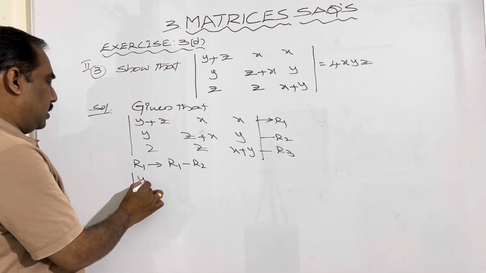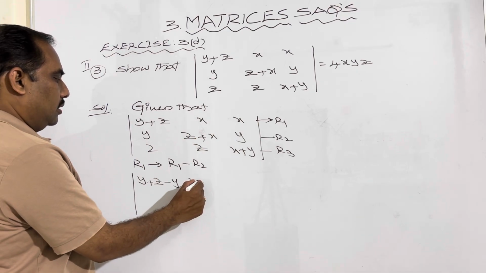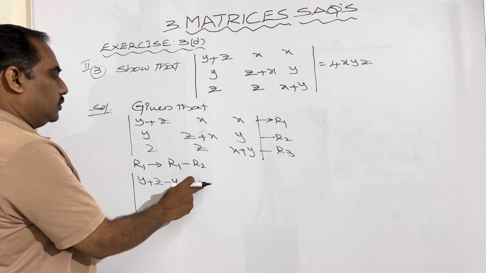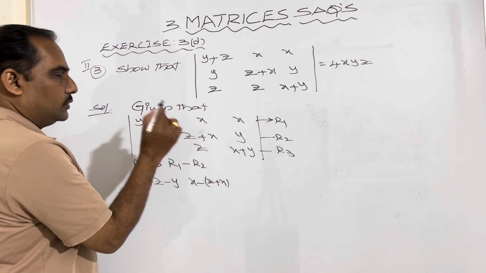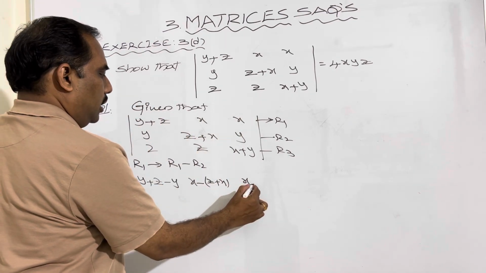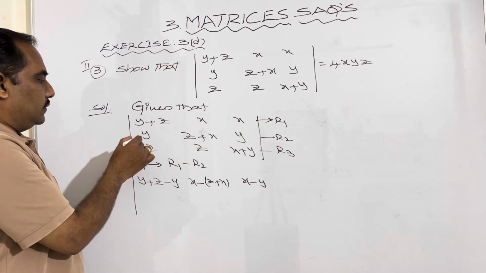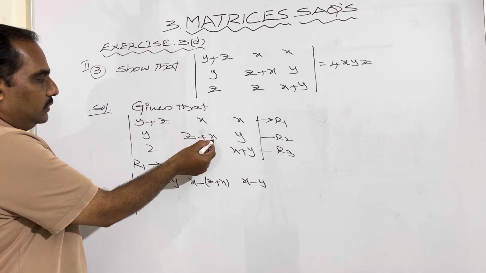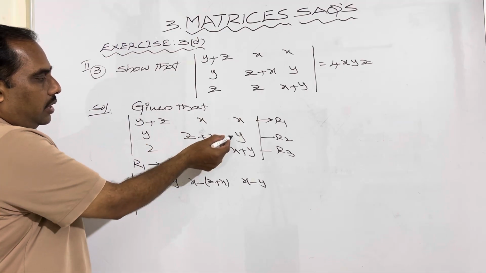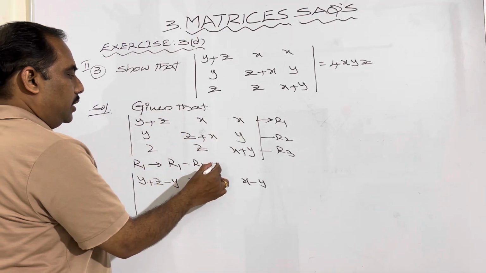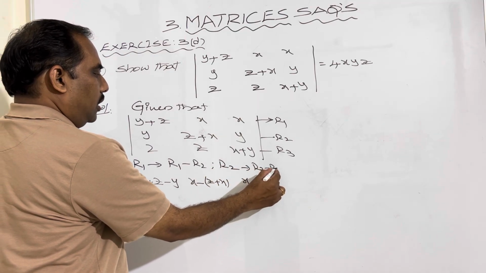See, first R1 goes to R1 minus R2. So y plus z minus y, and x minus (z plus x), and x minus y. Then again, if you observe here, y is there, here z is there, z plus x, z, y, x plus y. To eliminate this z and this y, now I am operating R2 goes to R2 minus R3.